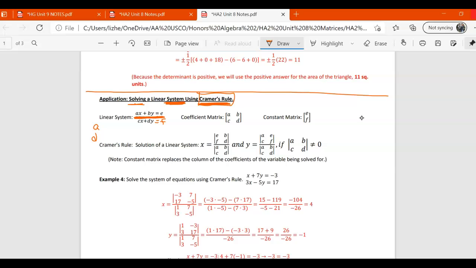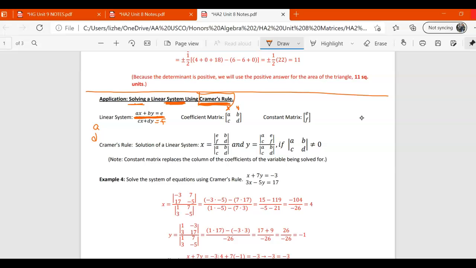Now, when we have a linear system, so 2 equations, we can, from those 2 equations, write a coefficient matrix. And you can see how we did that. The coefficient matrix would be, these are the x coefficients, right? Ax and Cx, A C. And the second column would be the y coefficients, By and Dy, so right there. And then here's the constant matrix, E F.